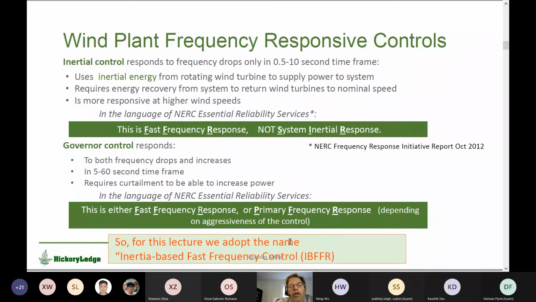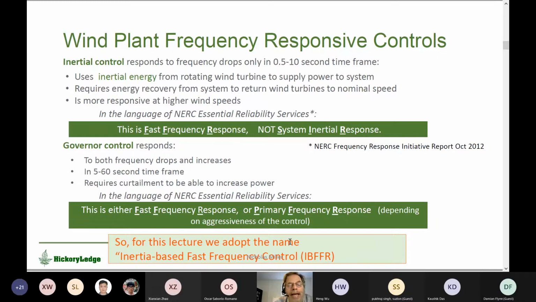NERC is not a market entity. We have a different regulator for that in North America or in the US called FERC. So if you don't get confused between NERC and FERC, NERC says you need to have control of your frequency, and that's what this frequency response initiative report is all about. So that's the ability to detect frequency and add it to the grid is a fast frequency response.